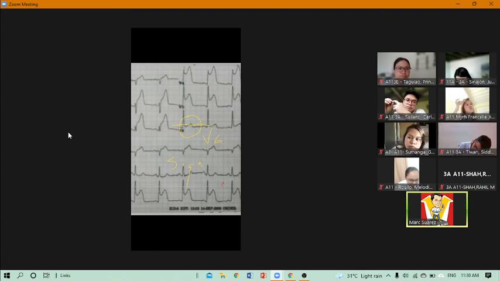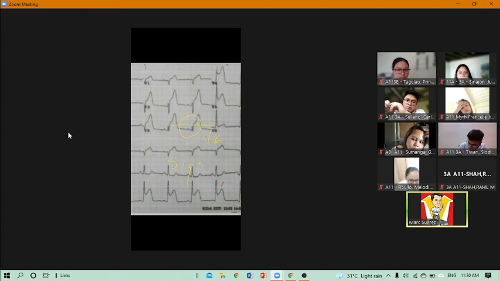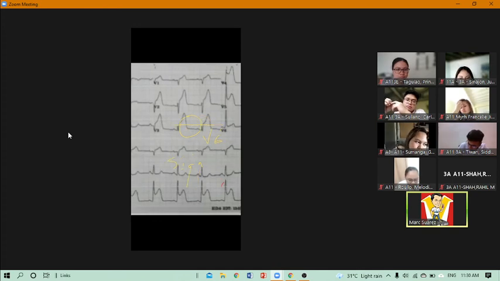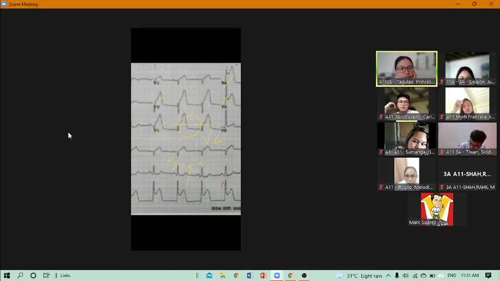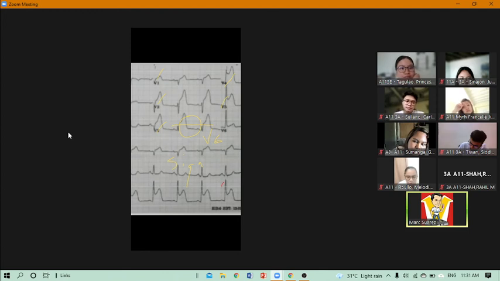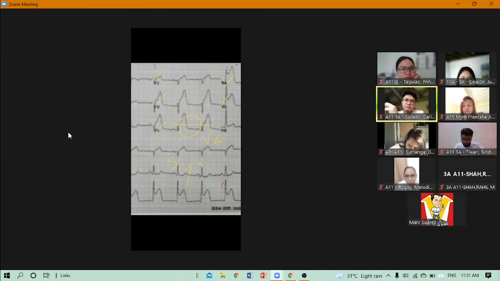So given that, we have clear ST elevation in V1, V2, V3, V4, and V5. So what does that tell us again? Septal and anterior wall only. Okay? Is that clear for everyone? Yes, Doc. Okay.